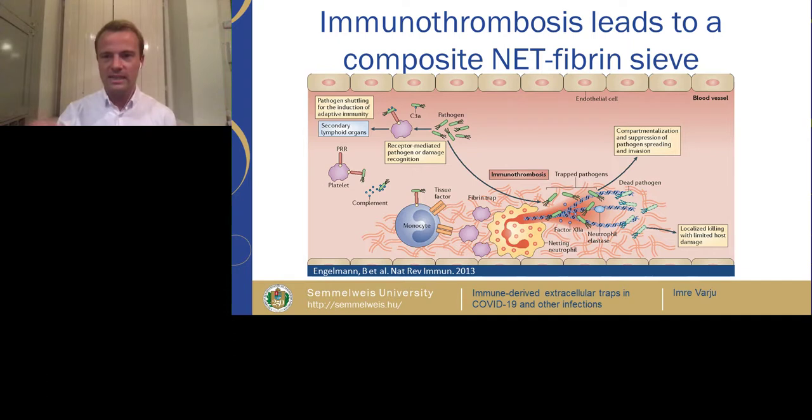So this image really depicts that notion of immunothrombosis, where a pathogen comes into the system, the pathogen activates neutrophil extracellular trap formation, and as soon as neutrophil extracellular traps are in the circulation, they start triggering fibrin formation. So we know that some of the pathogens have already tried to overcome this double barrier, right? With the combined synthesis of fibrin cleavage and DNA cleavage enzymes.